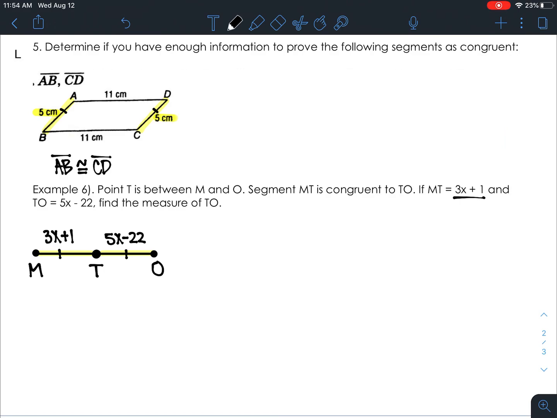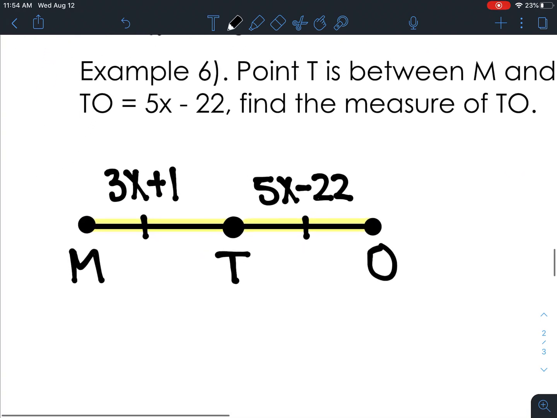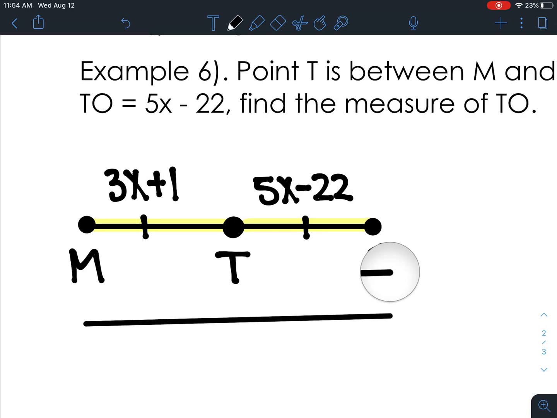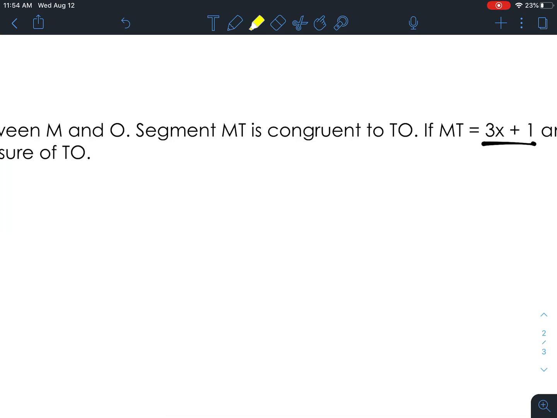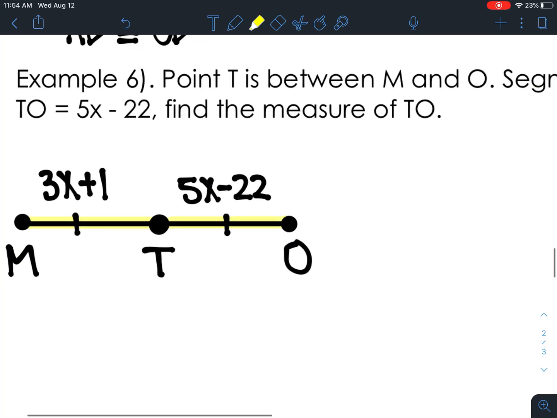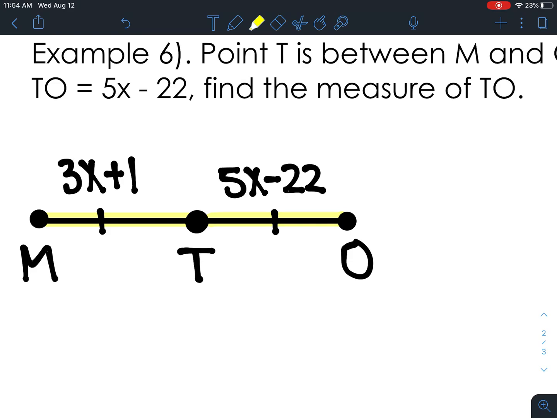So then it says to find the measure of TO. But first we have to find the measure of x, in order to find the numerical value of TO. So this one's a little bit different than the ones we did before because we were always given each individual segment and then we were given the full segment. And we don't have that, which means that we are going to have to use our vocabulary. So if we know that they are congruent, we know that they have the same length. And if they have the same length, we know then that 3x plus 1 is equal to 5x minus 22, which is going to be my equation.